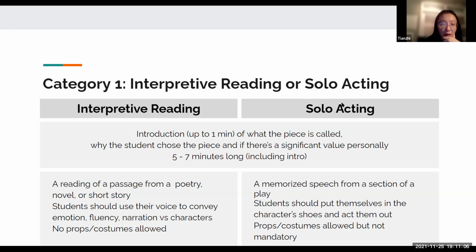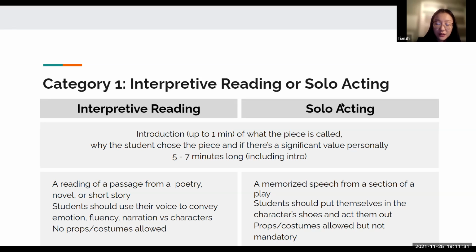I have a few other questions. If we're reading, do we need to make eye contact? I do recommend that you look up occasionally when you're reading. So don't just go read in front of the camera for the entirety of the 5 to 7 minutes. Do look up and make that connection with the audience occasionally.